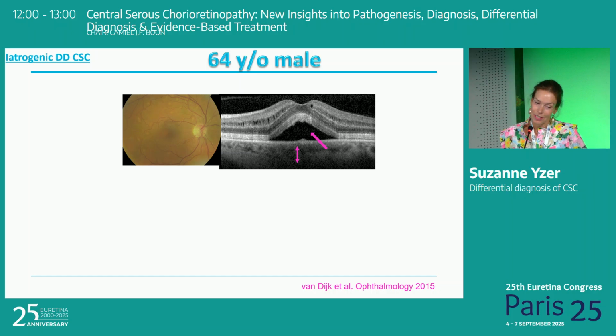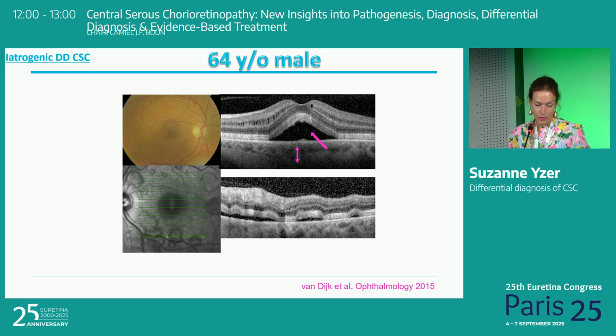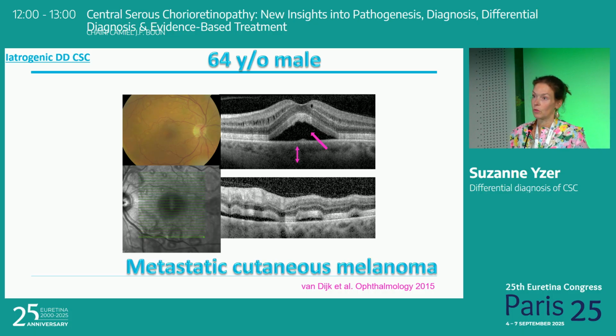This is a 64-year-old male. It's actually a patient from a study published by Elon. He was treated because of metastatic cutaneous melanoma, and he was treated with MEK inhibitors. This is something that may resolve even upon continuation with the treatment.